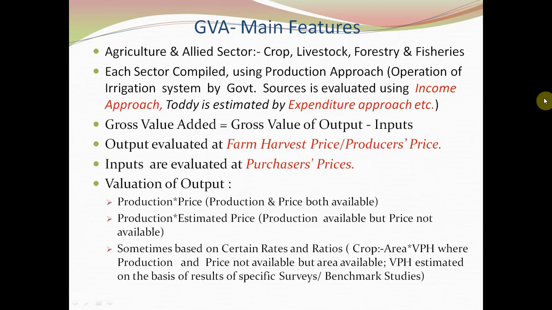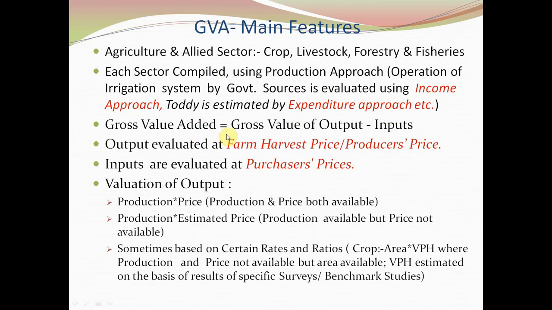GVA main features. GVA is gross value added, and the agriculture and allied sector consists of crop, livestock, forestry and logging, and fisheries and aquaculture sectors. Each sector is compiled using the production approach. Operation of irrigation system by government sources is evaluated using the income approach, and cold storage is estimated by the expenditure approach.